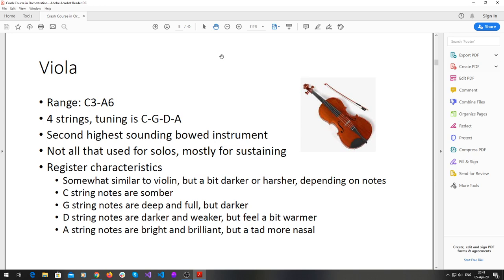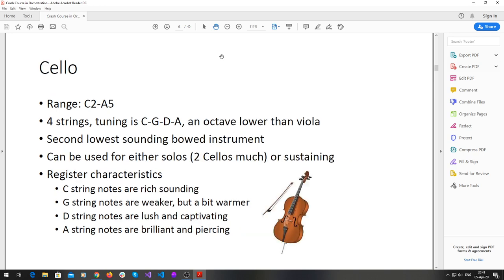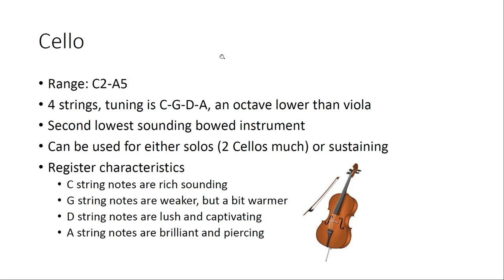Okay, let's move on, shall we, to the cello. The cello is the second lowest sounding bowed instrument. The range is actually an octave lower than the viola. As you can see, it's from C2 to A5, and the tuning is basically the same as the viola, but an octave lower.